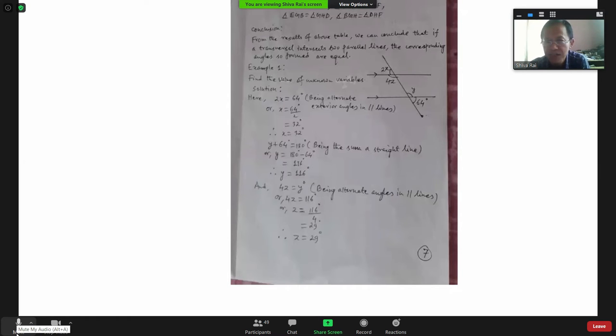Straight line means here straight angle. You know the value of a straight angle is equal to 180 degree. So y equal to, we can write, 180 degree minus 64 degree. 64 transposing to the right side, it becomes minus. So 180 degree minus 64 degree equal to how much? 116 degree. Therefore, y equal to 116 degree.